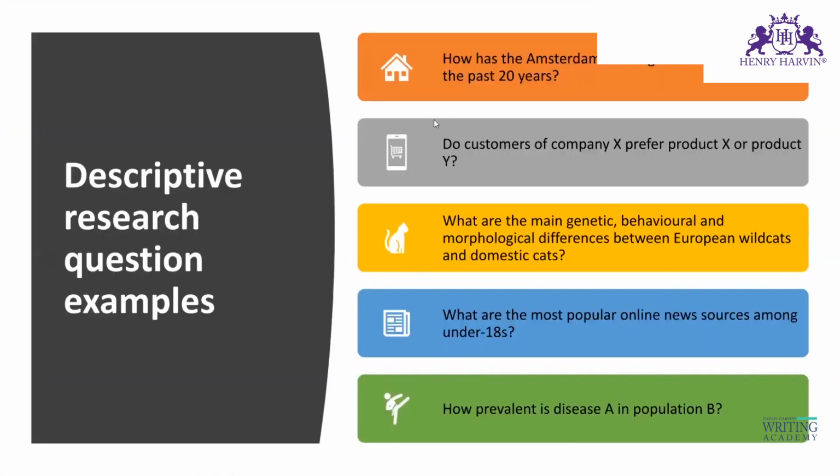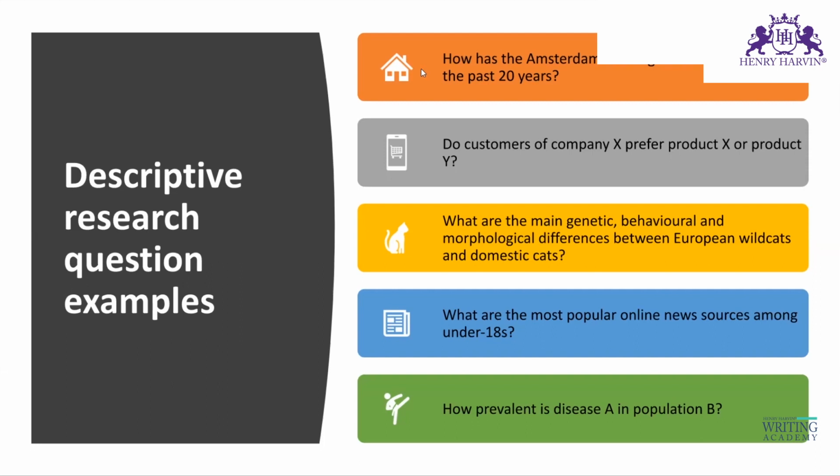So you can go for a descriptive one. For example, see, these are the questions that they have given for descriptive research. Some examples, like how has the Amsterdam housing market changed over the past 20 years? So let's say we want to research this. Then we will go for descriptive research. Do customers of company X prefer product X or product Y? So we are trying to find it out. So this again is a descriptive one.